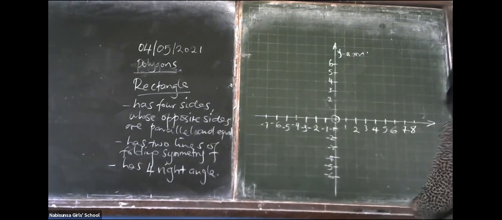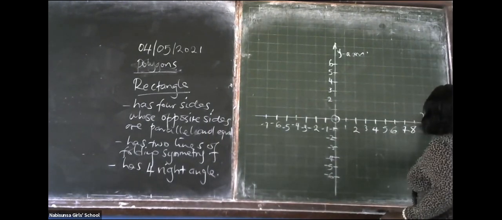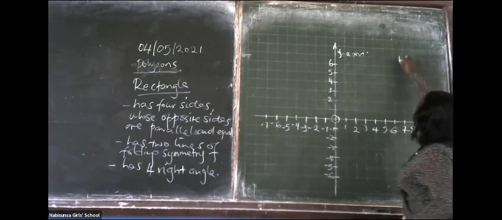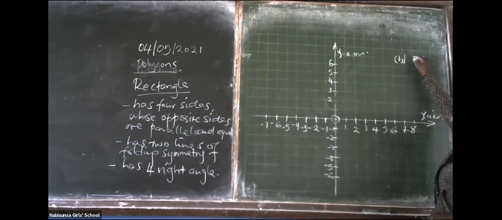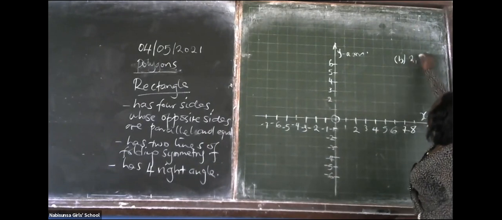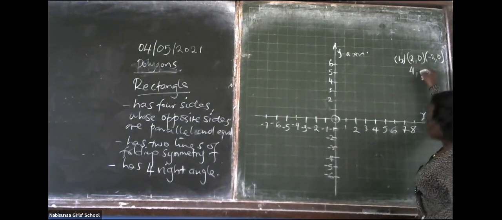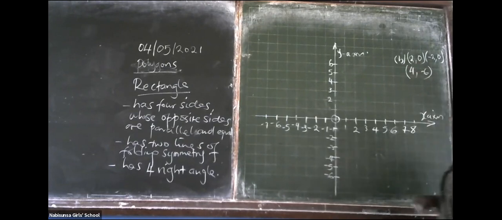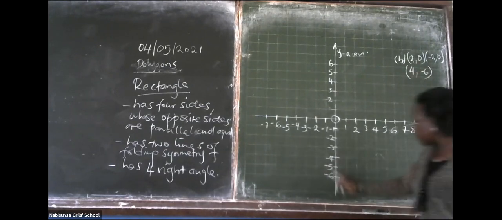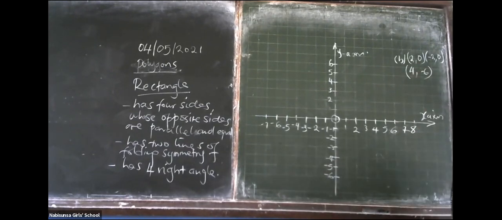Part B, we are having our x-axis. Can you give me the corner points given? 2, 0. Negative 2, 0. 4, negative 6. We are having that negative 6 on our graph because we have it here. Now, we are given points 2, 0, negative 2, 0, 4, negative 6.